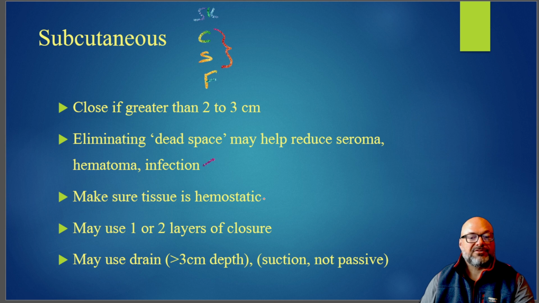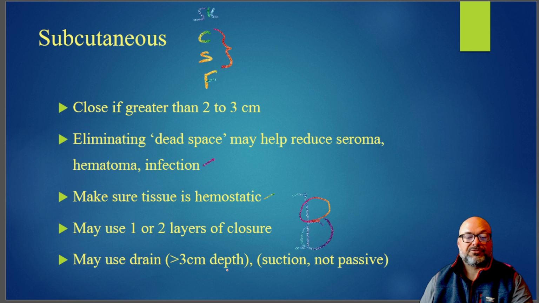You do want to make sure that that tissue is hemostatic before you close that layer. If it's a very deep subcutaneous space, occasionally I'll do that in 2 layers. And if it's over 3 centimeters, you can put in a JP type of drain, but that would need to go to suction, not a passive drain like a Penrose or something like that.